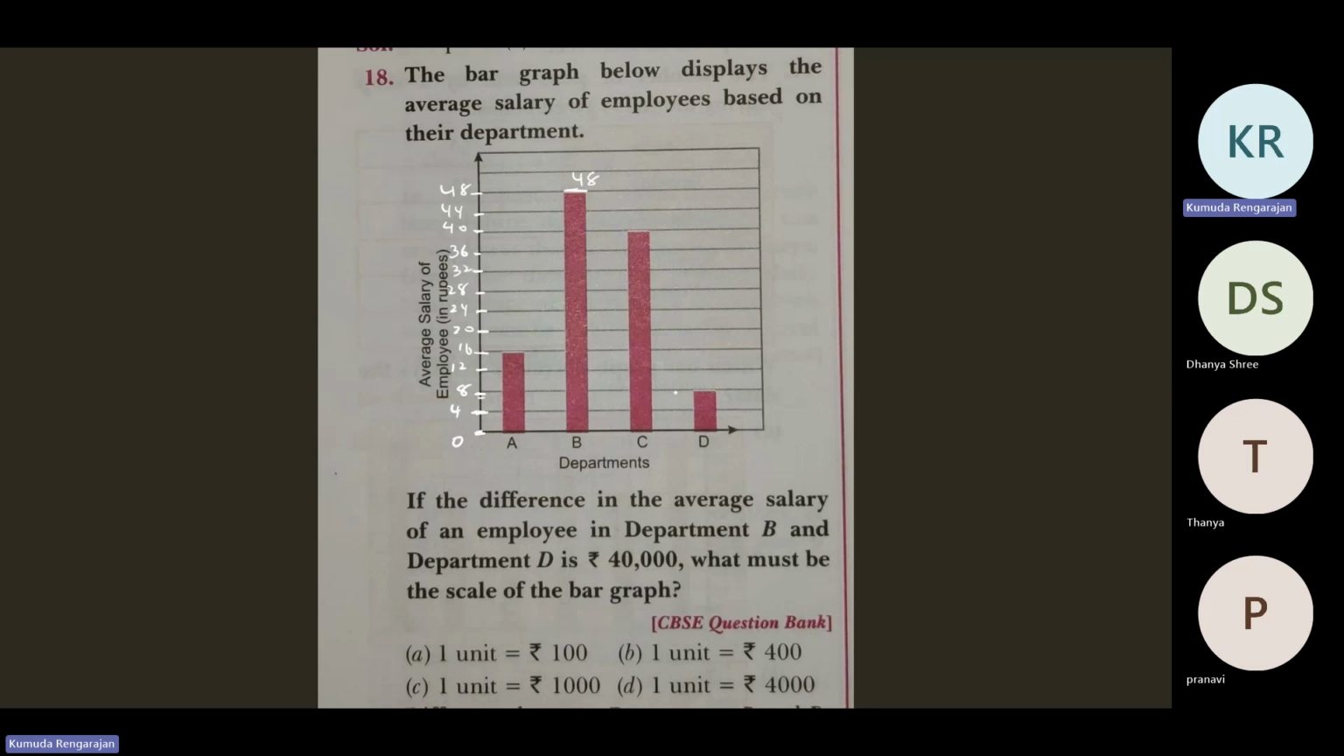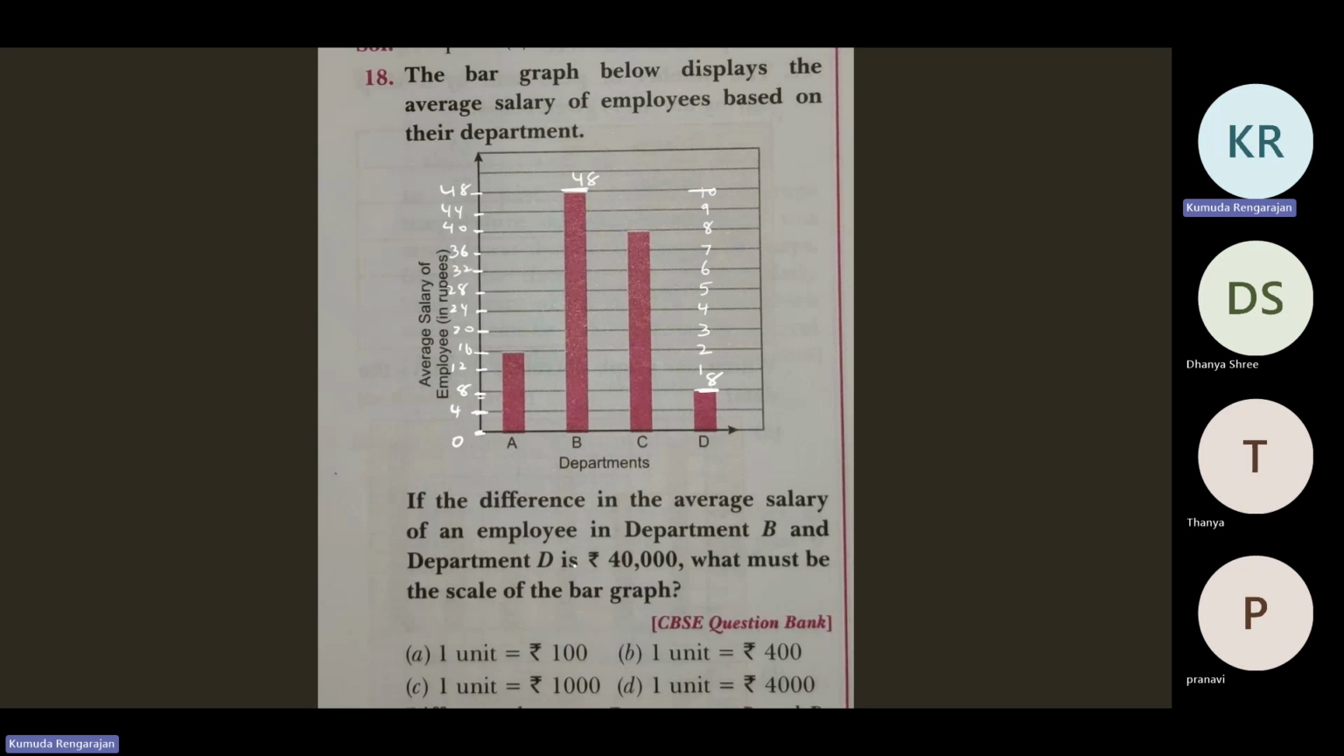Okay, and this one is 8. So you can see the difference in the average salaries. 48 minus 8 is 40. What you have to do is, they've given you the difference between the average salary of department B and D. This is department B. This is department D. Okay, so this is B. So I said count after this one. Count after this one. 1, 2, 3, 4, 5, 6, 7, 8, 9, 10. Count after this till the next one.